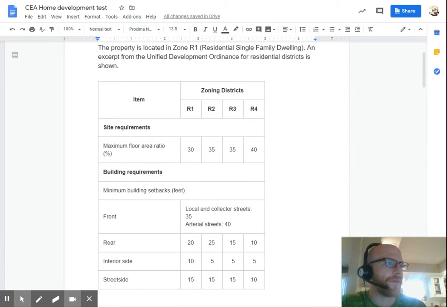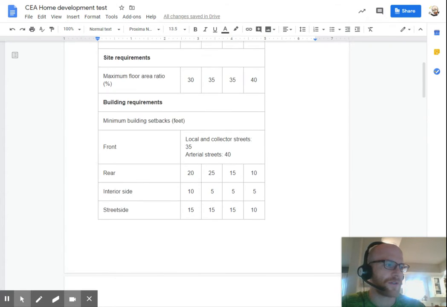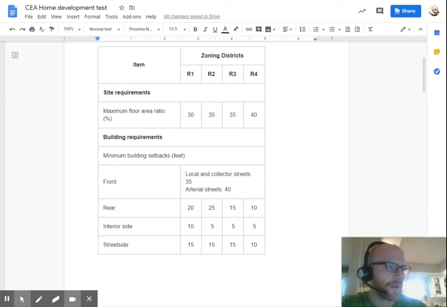So we have this Unified Development Ordinance for residence districts. For an R1, the site requirements: the maximum floor area ratio is 30%, and that's 30% of the site. That will have to do with question 2. And then we have these numbers down here, which are setbacks, the minimum building setback in feet: the front, the rear, the interior, and the street side.